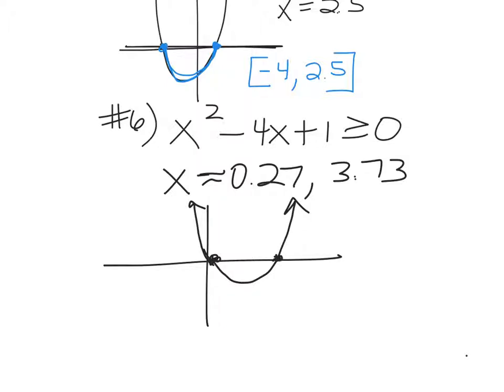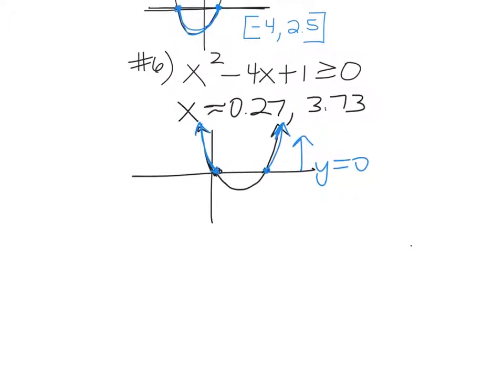Now, where is this graph greater than or equal to 0? Well, that would be this section of the graph with that number, and this section of the graph with that number. Where is it greater than 0? Above the line y equals 0. When your graph is split like that, you have this part and that part, so remember you have to make 2 intervals. So let's do it.